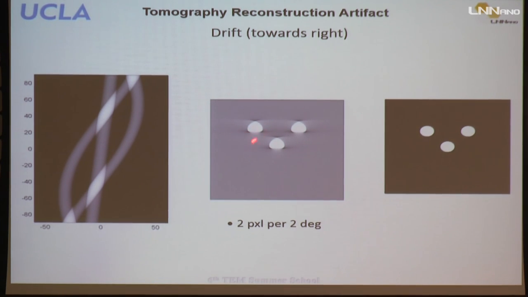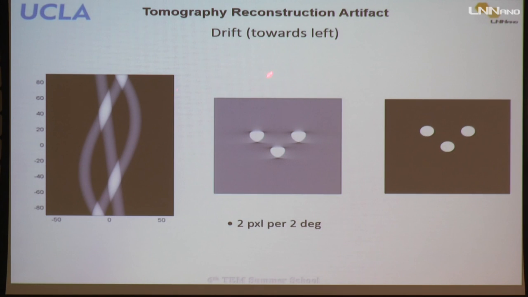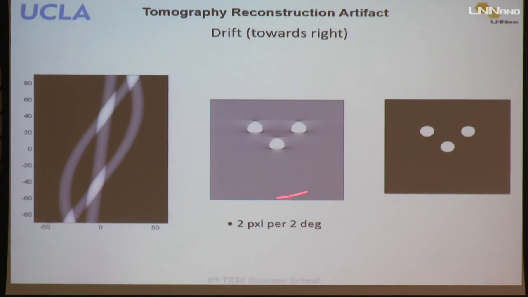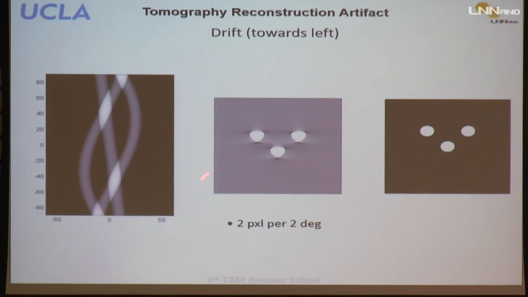So this circle is actually cut down in these two directions, and in this direction a little bit. The curvature becomes lower in this direction and higher in this direction, like this. And this is just a shift, 2 pixel shift per 2 degrees. And this is a drift toward the left, a different direction, and you can see the direction just flips. And this is the usual artifact shape from drift.